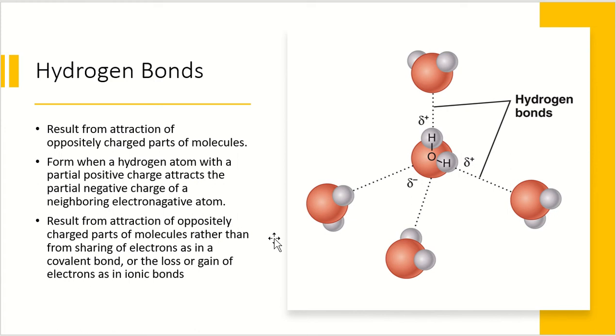The other type of bond that we can talk about is hydrogen bonds, and this results from attraction of oppositely charged parts of the molecule. When we have our polar covalent bond, we have areas of our molecule that are more positively charged or more negatively charged. And if we remember that opposites attract, the part of this water molecule around the oxygen is going to be slightly more negative, and around the hydrogen is going to be slightly more positive. So this slightly negative part of our water molecule is going to be attracted to the slightly positive hydrogen of another molecule. This is going to form something called a hydrogen bond.